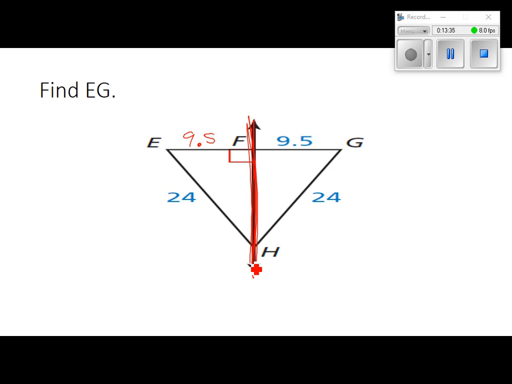We didn't know that that was a perpendicular bisector, but we knew that H was the same distance from E as it is from G. That tells us it's a perpendicular bisector, so that means these two segments have to be the same.